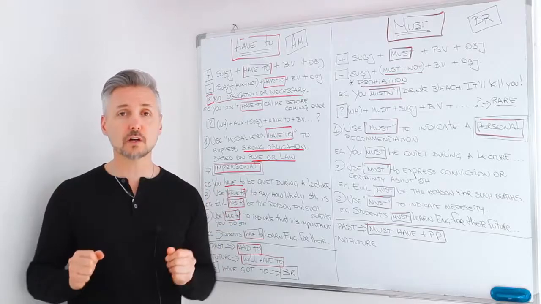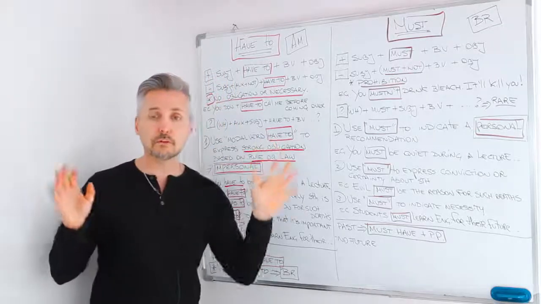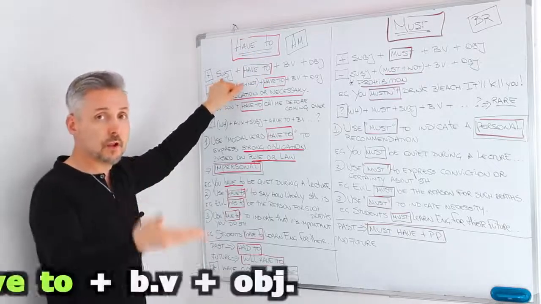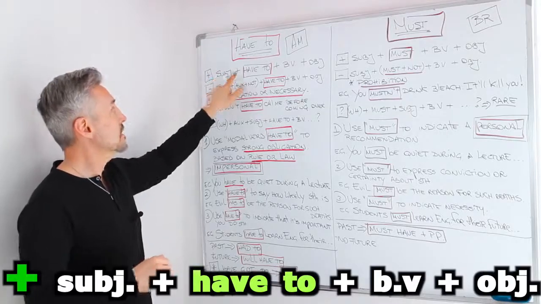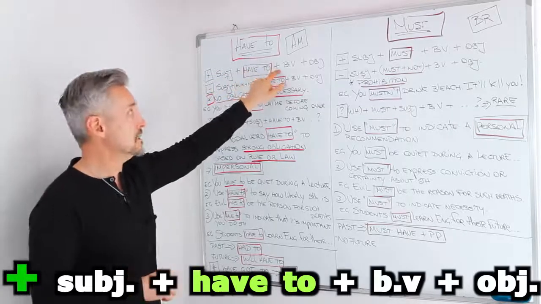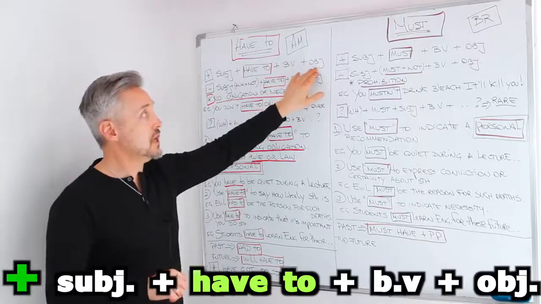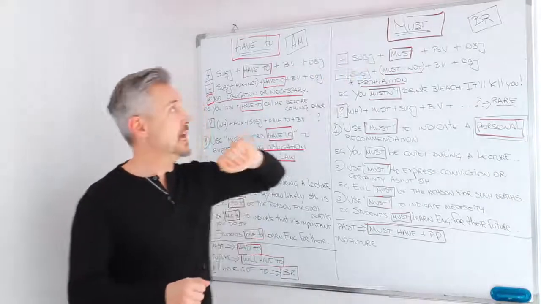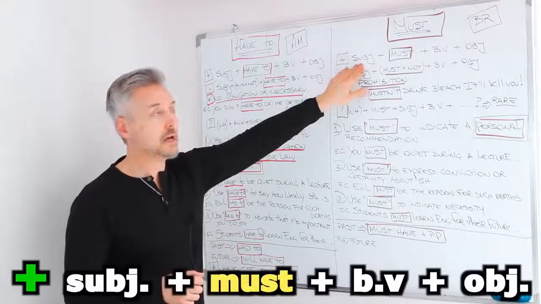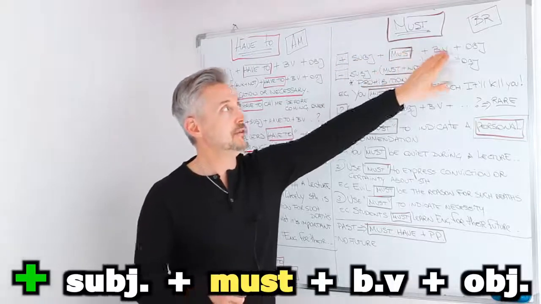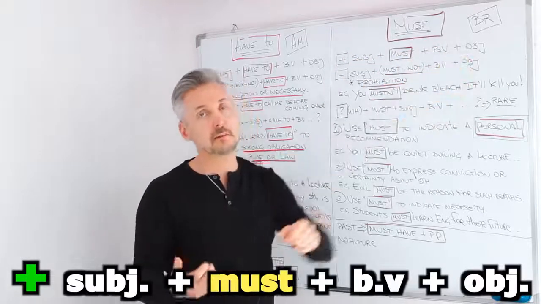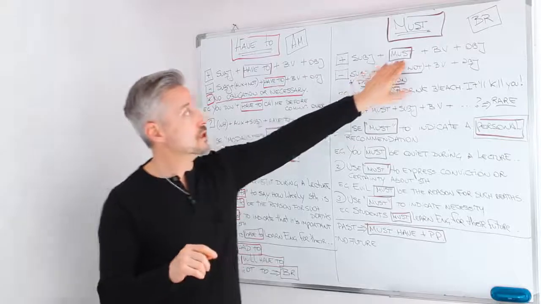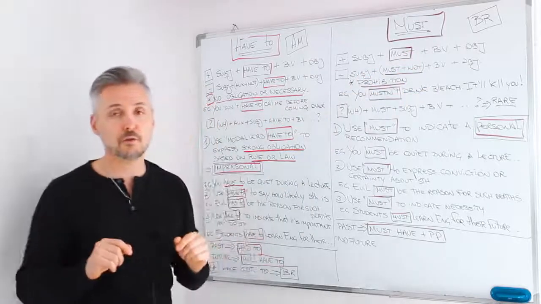They're both modal verbs and they follow the following rules. With have to, the positive sentence follows this formula: subject plus have to plus the base of the verb plus the object, and then the time expression, if any. With must instead, the formula goes: subject plus must plus the base of the verb plus object, and then the time expression, if any. Now, this is easy. Remember that with must, we don't need to. This is one thing to remember.